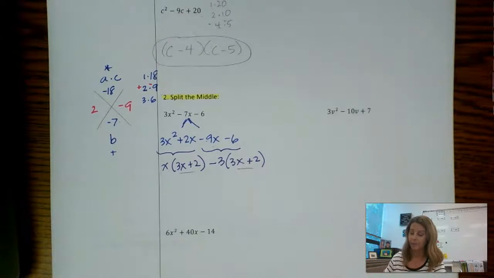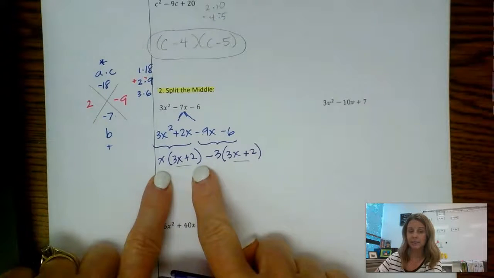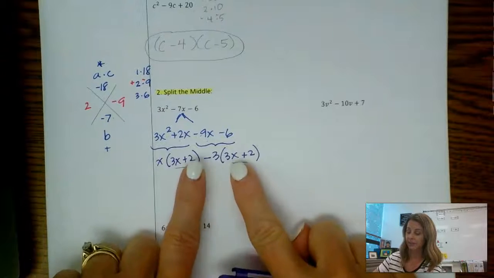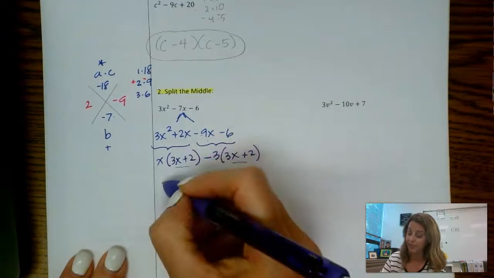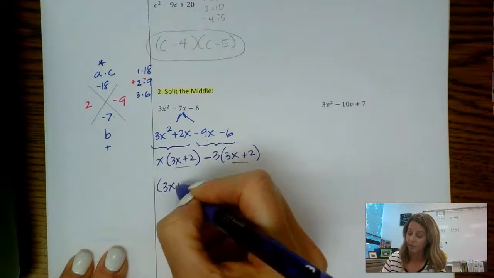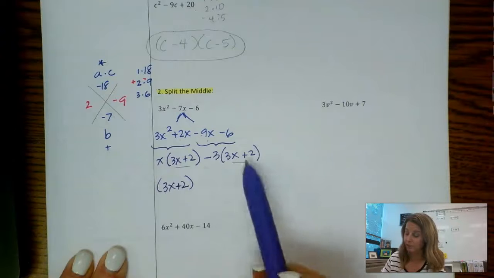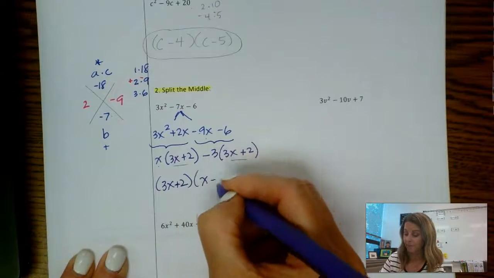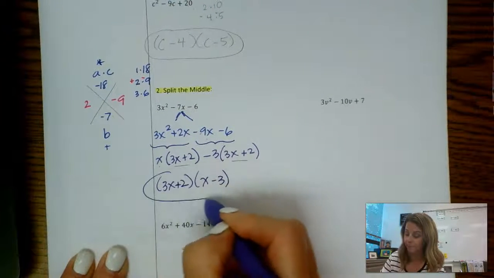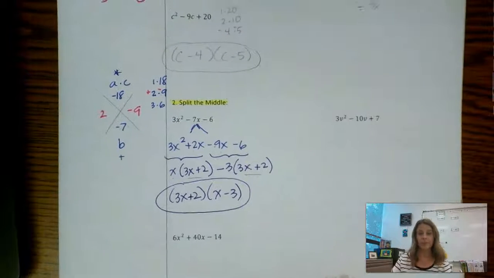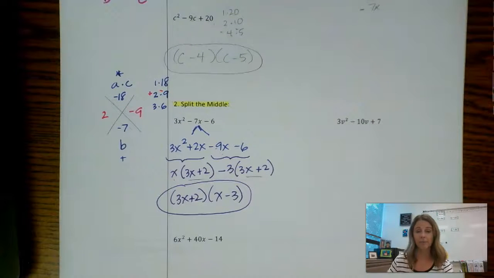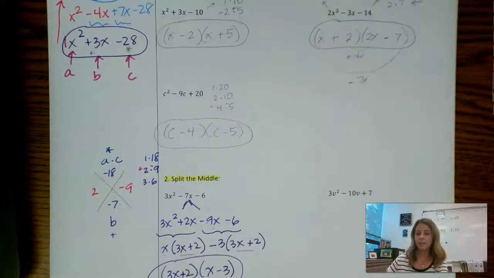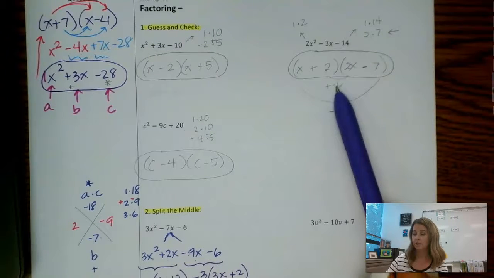So now what I want to do is look at this as a set of terms, this as a set of terms, and I'm going to factor this common term out. So I now have 3x plus 2, and once I have factored that out, I'm left with x minus 3. That is my other term. Okay, and so that is a split the middle type of method. So it does get me to the same type of answer.